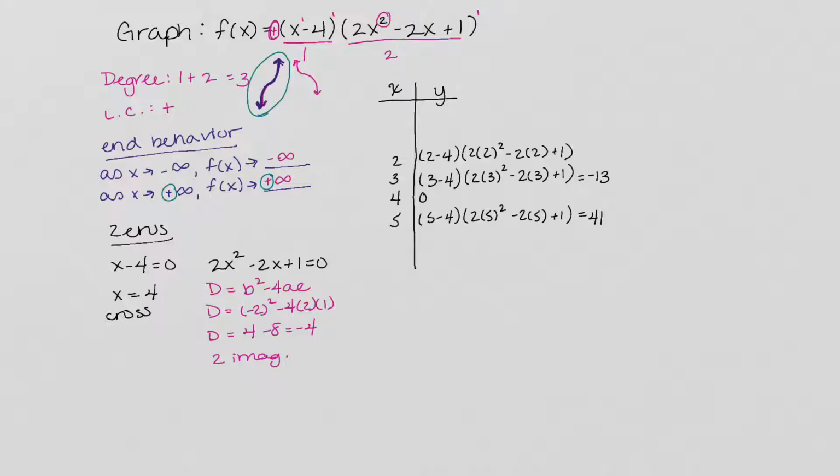And so we get negative 2 in the first set of parentheses, and then 2 times 2 squared, that's 2 times 4, which is 8, minus 2 times 2, which is 4. So 8 minus 4 is 4, plus 1 is 5, times the negative 2 from the first parentheses is negative 10.